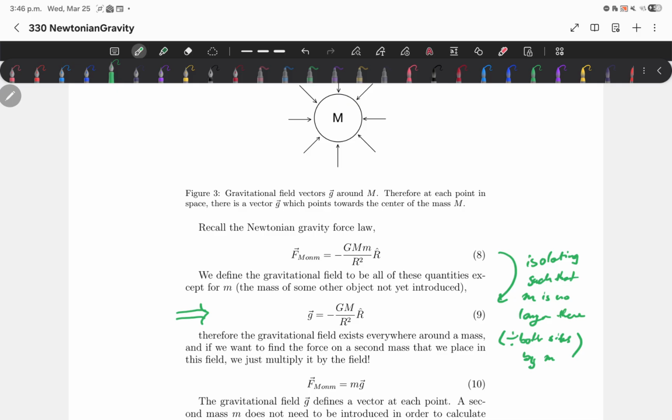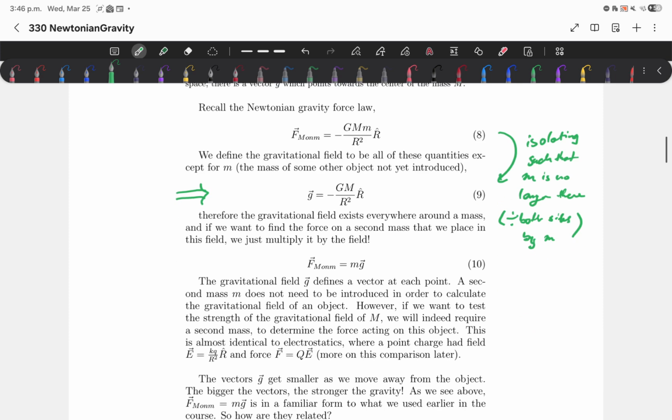Now, if we take all that stuff and write it as g, what do we get? The force of a mass on a mass in general is mg. The mass of the object placed in the gravitational field times the gravitational field that it is in. So let's think for a second. What does this remind you of in electrostatics? What was the force in electrostatics? qE.